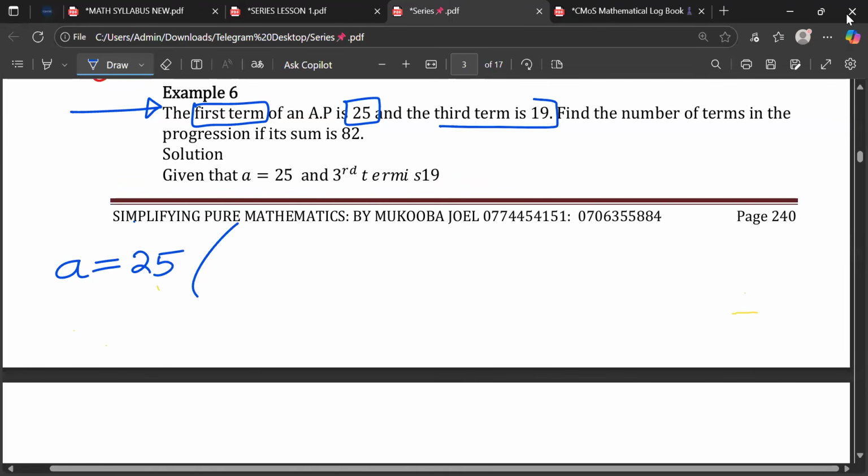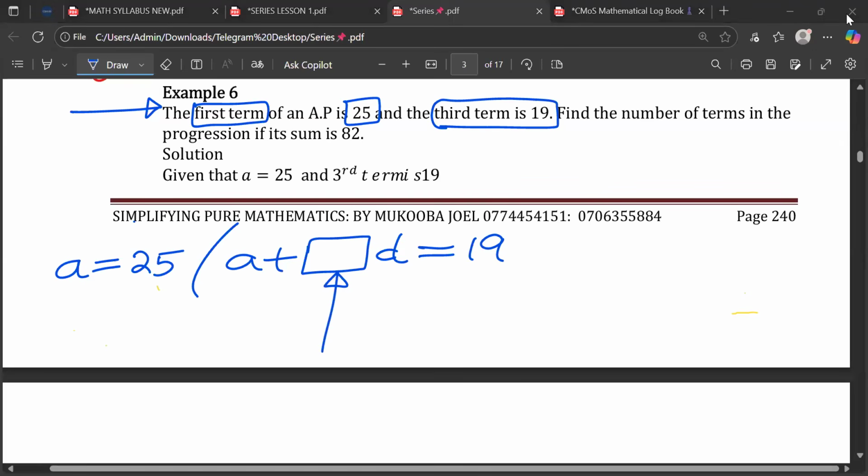The third term is 19. You all know the third term. You leave some space. I put here d. They are saying it is 19. If it is the third term, what should I put here, 2 or 4? What am I supposed to put there? I put there 2. That is good.